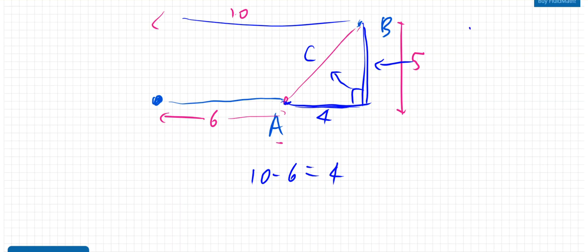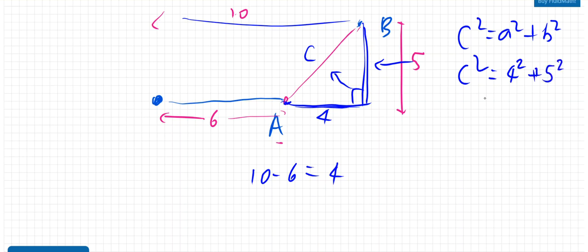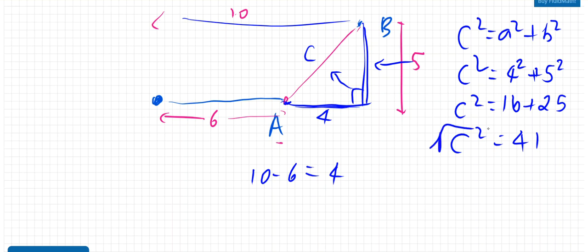So using Pythagoras, C squared is equal to A squared plus B squared. C squared is equal to 4 squared plus 5 squared. It doesn't matter which one's A and which one's B. C squared is equal to 4 times 4 is 16 plus 25. C squared is equal to 41. Once again, we've got to get rid of that squared by square rooting it. Together they cancel out, and I must square root the other side. So C is equal to the square root of 41.